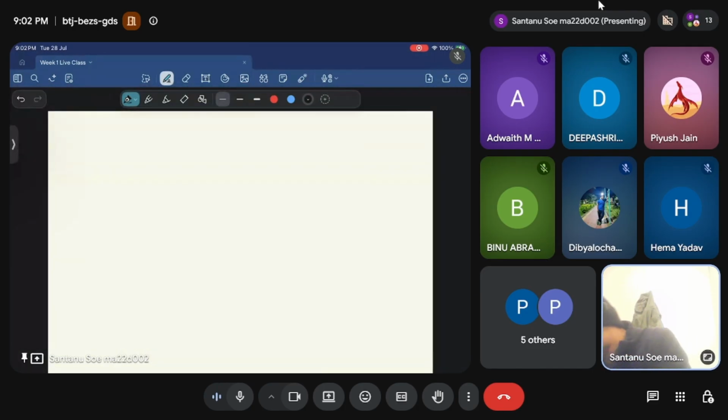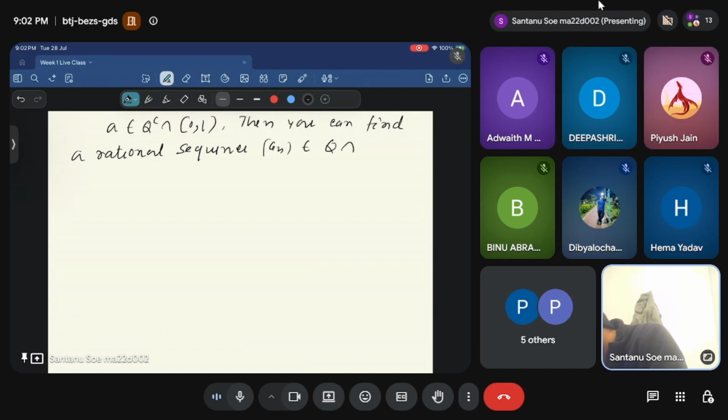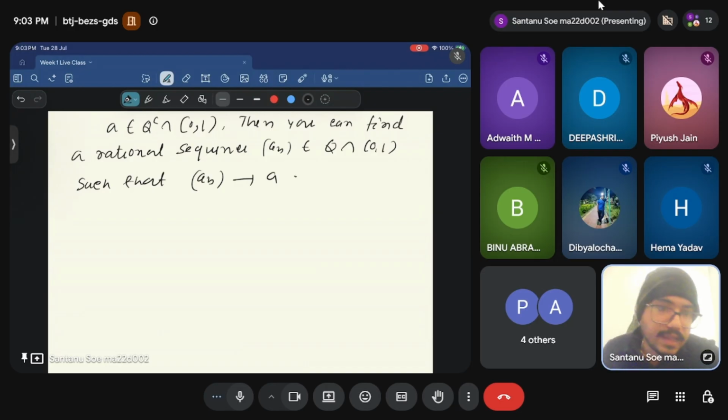So what you can do is you can take an irrational number a from Q intersection (0,1), then you can find a rational sequence An in Q intersection (0,1) such that An converges to a. Okay, and this is coming from the dense property, because I just have explained, right?